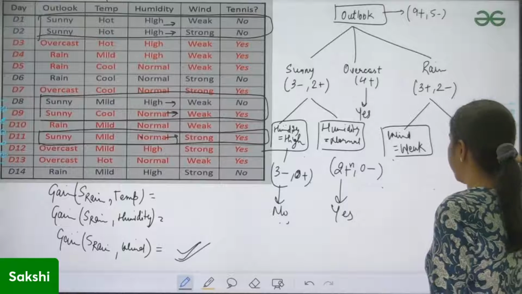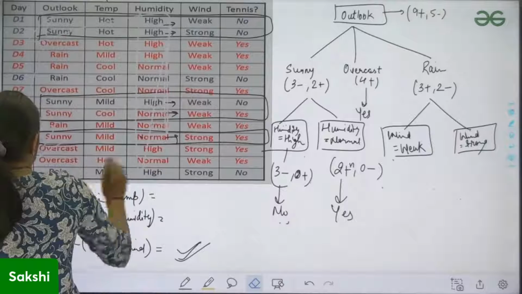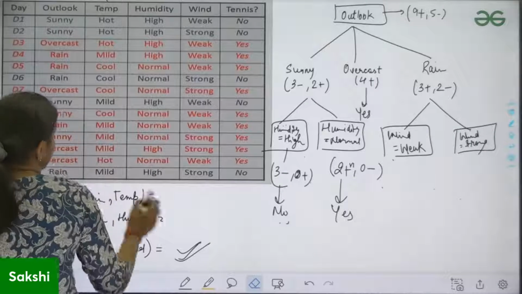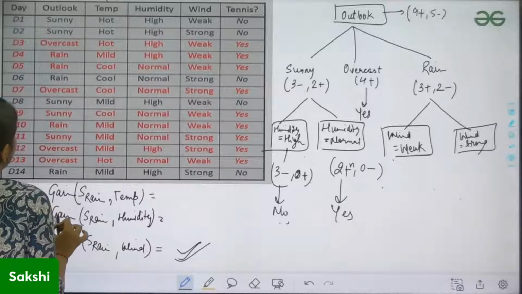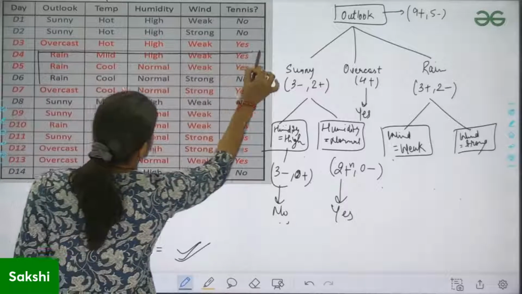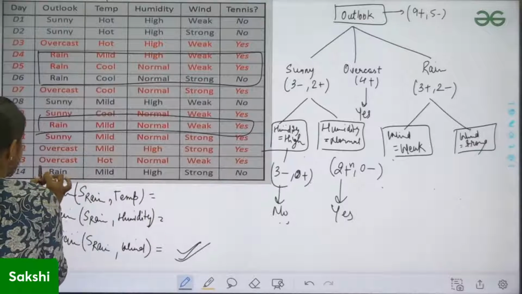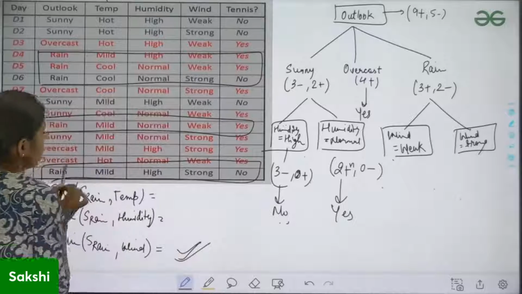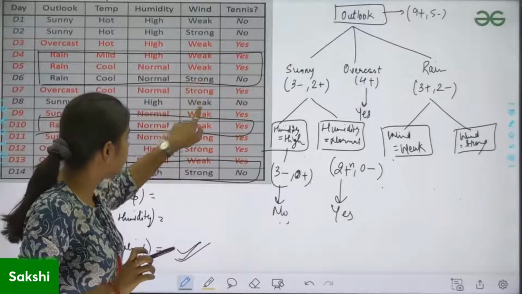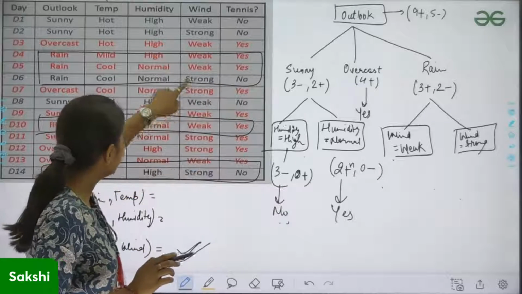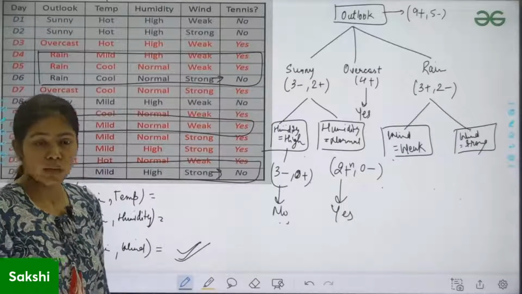So let's see when we have a rain column. Let's go back to our table. Let's see where we have wind, because I already solved it. Here in these three rows we have rain. Now, let's see weak and strong. When we have weak wind, we are going to play tennis. Weak, weak, weak, that is yes, yes, yes. But when we have strong wind, you can see that on a rainy day we have these two strong winds, so we are not going to play tennis.